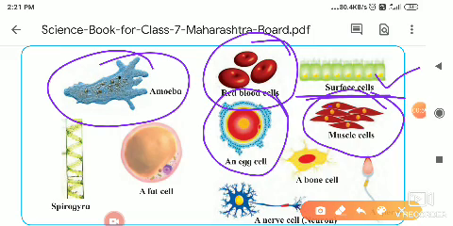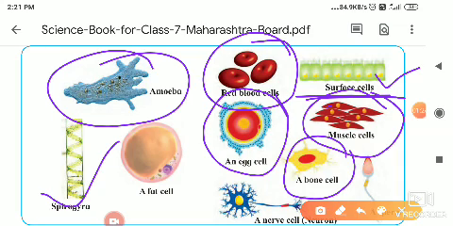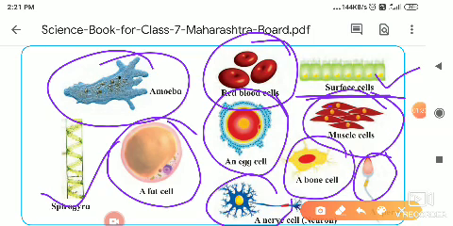Then this is an egg cell. A big egg of a hen is also a single cell. An ostrich egg is also a single cell, which we have to keep in mind. It is one, but it is not multicellular. It is a single cell. Then Spirogyra, then the bone cell, sperm and the nerve cell. If you see all these pictures, you will notice that in every picture, the size and shape of the cell is totally different from one another.